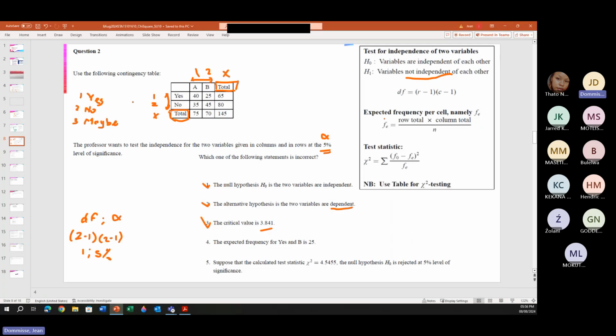Okay, then let's work out an expected value. So the expected value of yes is the row total, which is 65, times the column total, so B, 70, divided by the total, the N.